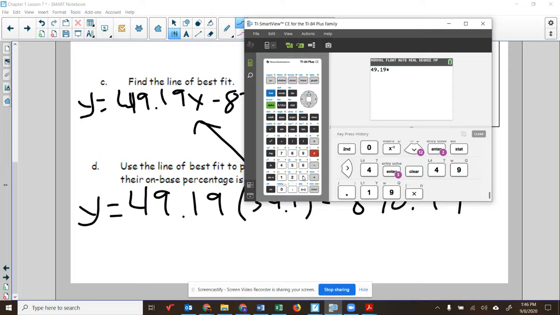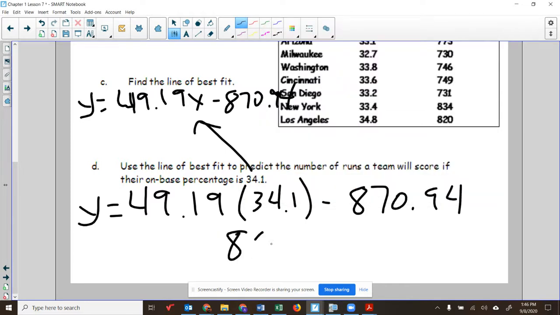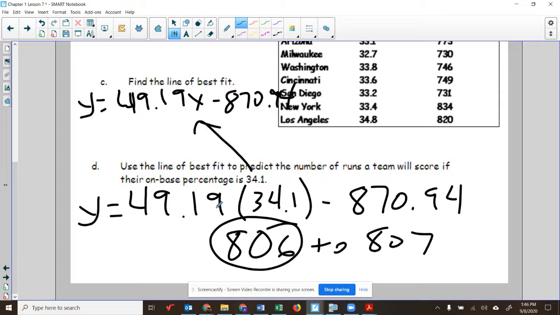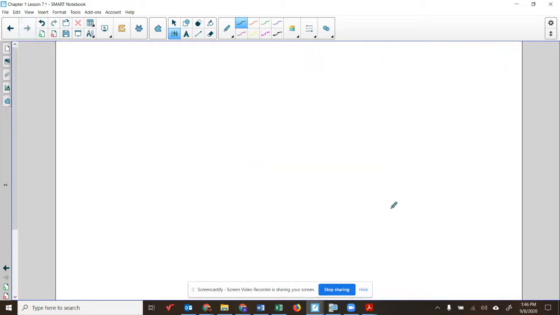49.19 times 34.1 minus 870.94. So we get 806.43. So I would do regular rounding with this, or it's going to be somewhere around 806 to 807 runs. But I would say 806 for an answer. Okay, that's how you use your TI-84 to do linear regression.